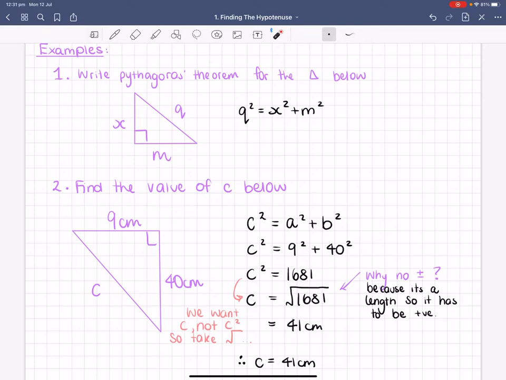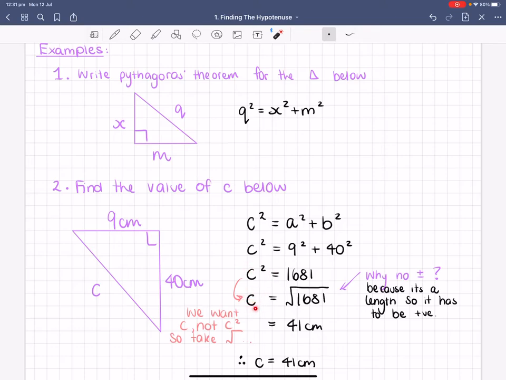Question 2, find the value of c. So as you can see, c is our hypotenuse, okay? It's the one that's opposite the right angle. So obviously we'll use Pythagoras' theorem, where we've got c squared equals the other two sides squared. So 9 squared plus 40 squared. Now, if we put that into our calculator, we get 1,681. So we've got c squared equals 1,681.